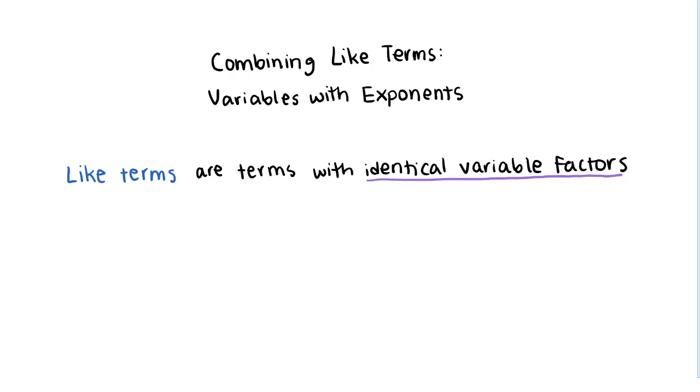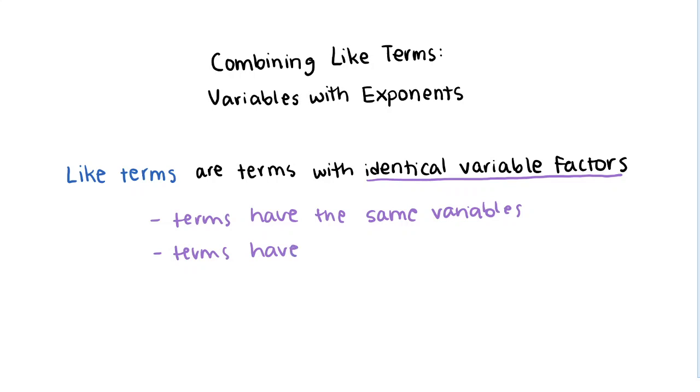Well, this means that the terms have the same variables, and they also have the same exponent on those variables. So let's take a look at a few examples of this.